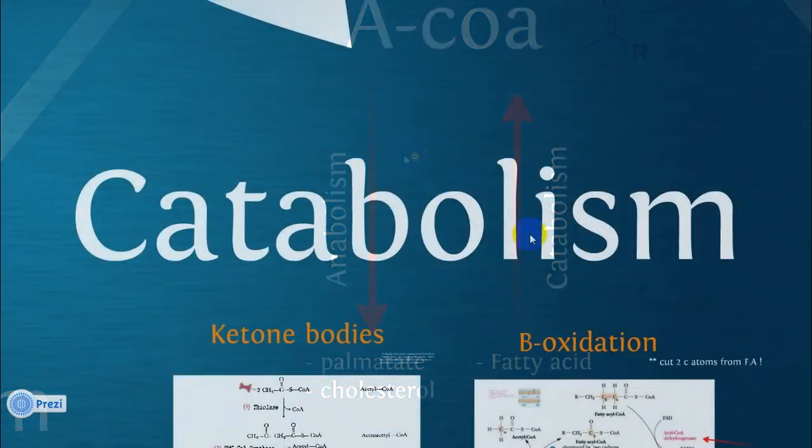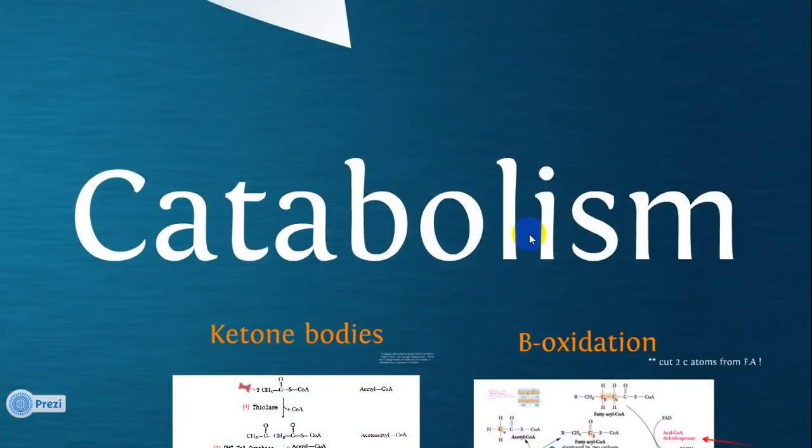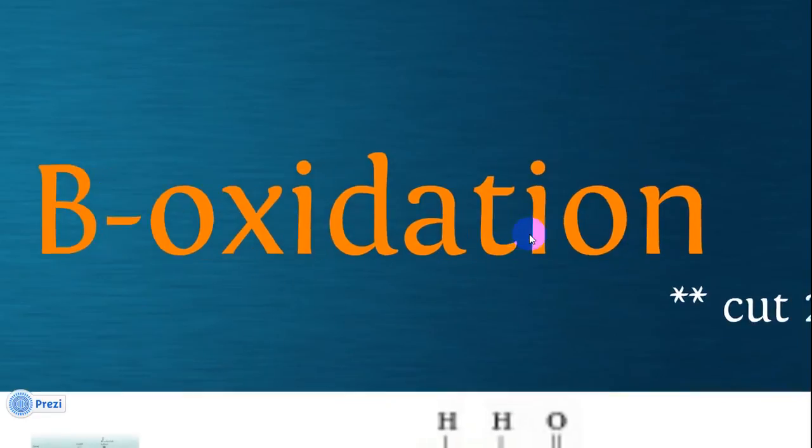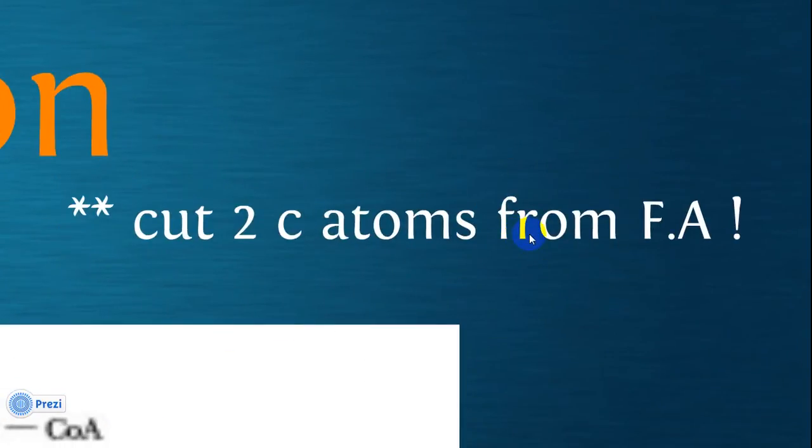We have two pathways, the beta oxidation and the ketone bodies. Let's begin with the beta oxidation. The idea of the beta oxidation is to cut 2 carbon atoms from the fatty acid in each cycle. So the beta oxidation pathway is a cycle that will take a fatty acid. In each cycle you will cut 2 carbon atoms. Those 2 carbon atoms are the acetyl-CoA.